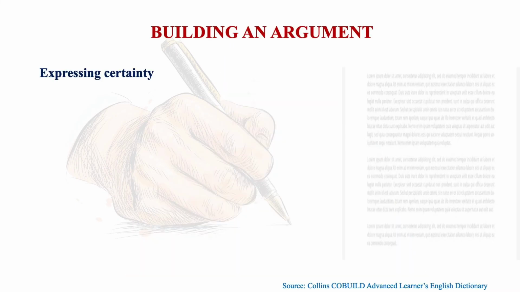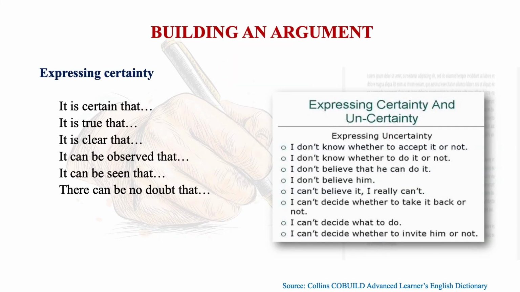Or if you want to express certainty, if you are certain about something, how will you express certainty in a paragraph or in a composition? By making use of phrases such as "it is certain that," or "it is true that this has happened," or "it is clear that," and then you can add. "It can be observed that," then you can add your own point of view. "It can be seen that," and again you can add your own point. "There can be no doubt that," and after that you can add your own point of view. This is how you can add other information to it, and these are the things which are used. And similarly, in the body part you may like to make comparisons.